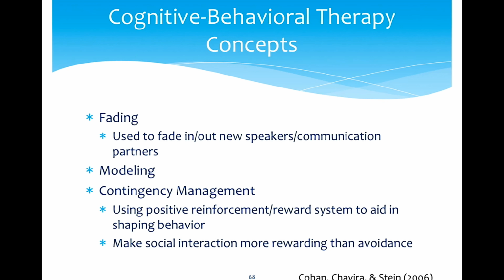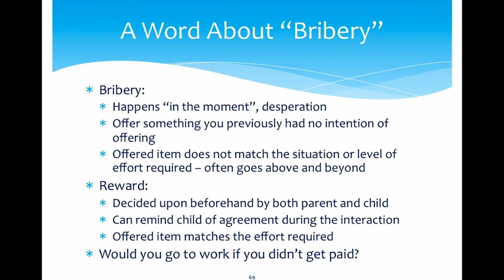Contingency management is really important, and it involves using a positive reinforcement or reward system to really aid in shaping behavior, and it helps to make social interactions more rewarding and more positive focused rather than based on avoidance or negative reinforcement. And so this is where I think it's important to stop for a minute and talk about bribery, because a lot of people hear the concept of a rewards chart and think, but that's bribery, but the child's going to be extrinsically motivated. We don't want to facilitate extrinsic motivation.